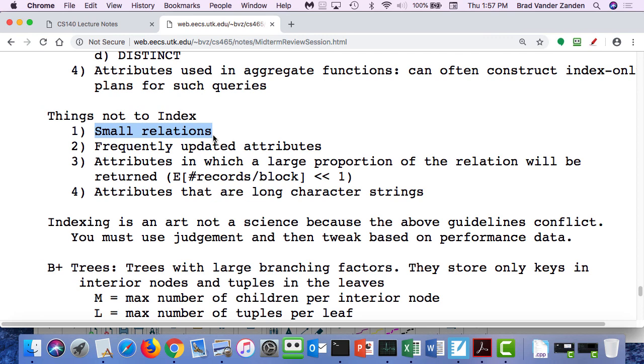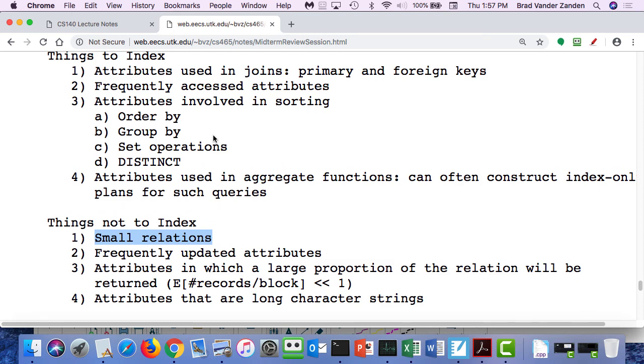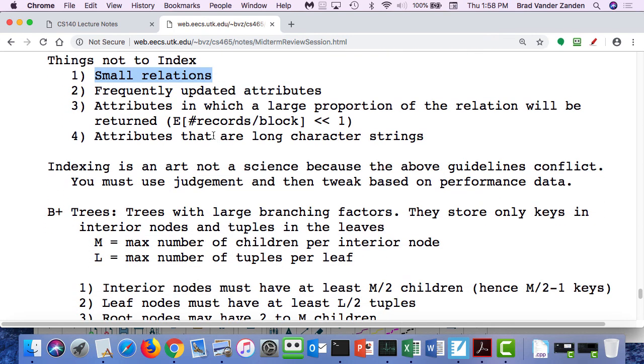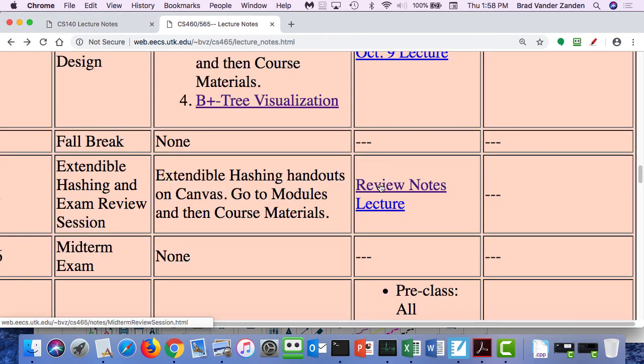So I will give you several questions like that where I give you a relation, some information about the relation, and I ask you whether the attribute or set of attributes should be indexed, and you will need to tell me why or why not to index it. Okay? So take a look at that. Again, it is there under review notes.